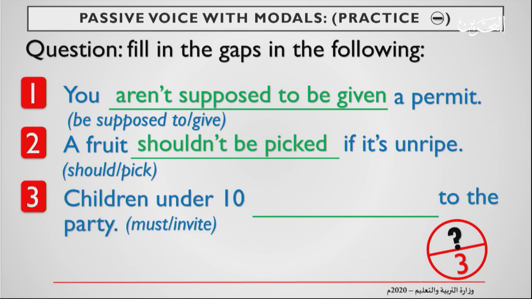Third one, children under 10, gap, to the party. You have to use modal must with invite in a negative sentence. 5 seconds. Okay, let's check the answer. Mustn't be invited. Children under 10 mustn't be invited to the party. Correct yourself out of 3 and let's carry on.